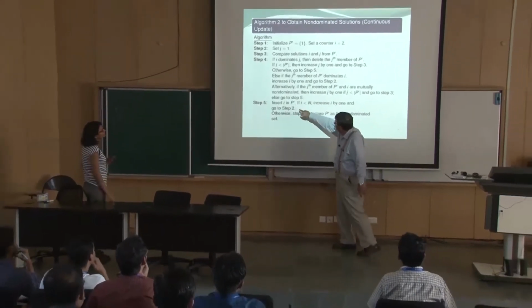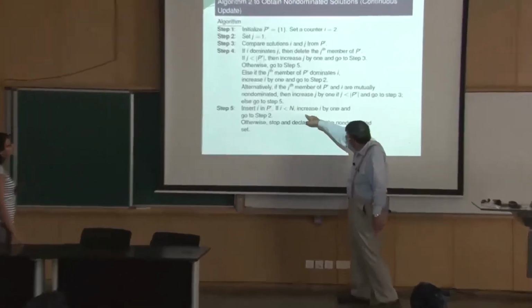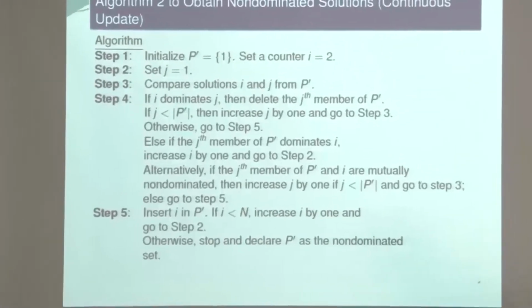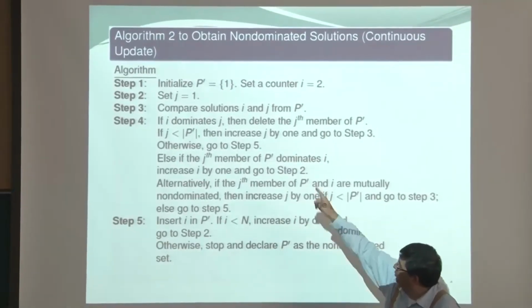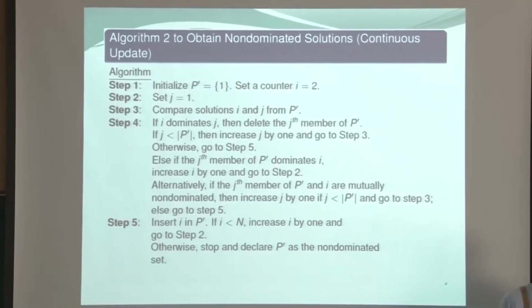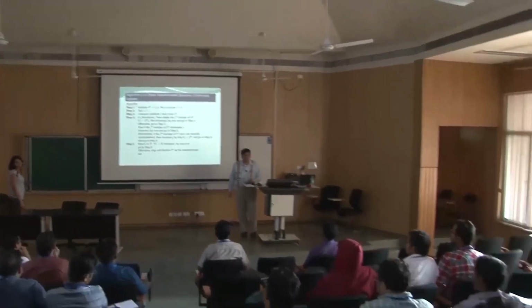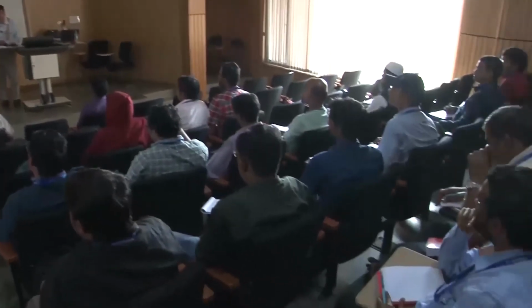Insert I in P prime, and if I is less than n, n is 10. Yeah, the cardinality of P prime at this point is 1. Then we increase I by 1 and go to step 2. Yeah, you're right on this. So every solution can dominate itself. What? Every solution can dominate itself.